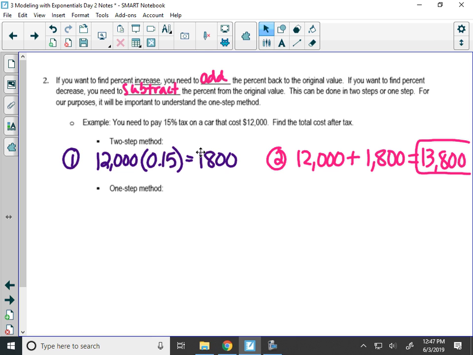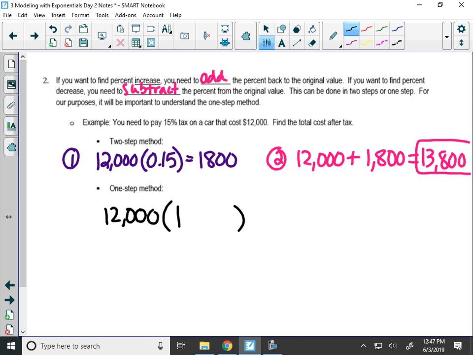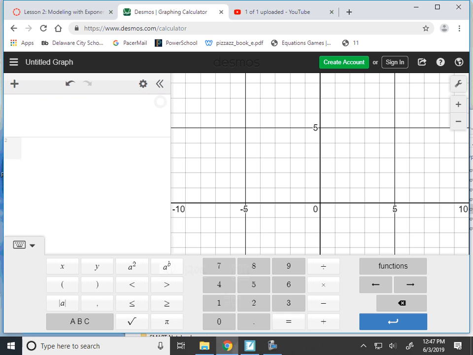Here's how it works. I'm going to take the original value of the car, and in the parentheses, I'm going to put 1 plus the percentage that I'm adding, which is really 1.15. I'll show you on decimals here. That's the one-step method. So let's calculate. So if I take 12,000 times 1 plus the percent of tax, I get 13,800.